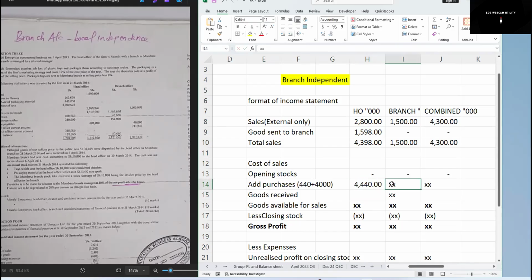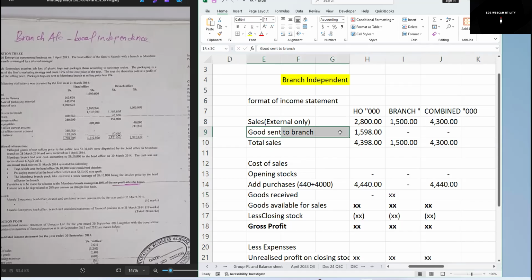Do we have the purchases for branch? We don't have the purchases for branch. No. The total still will be 4,440. The combined will be 4,440. Goods received. Now, the head office is 0 because it's the one sending. Now, goods received is the branch receiving.